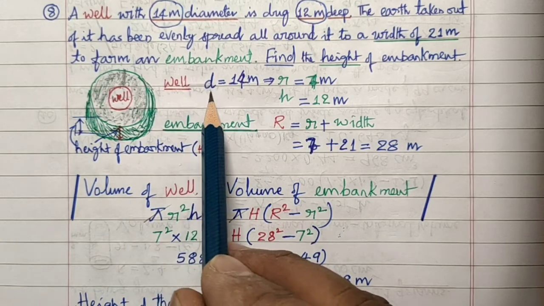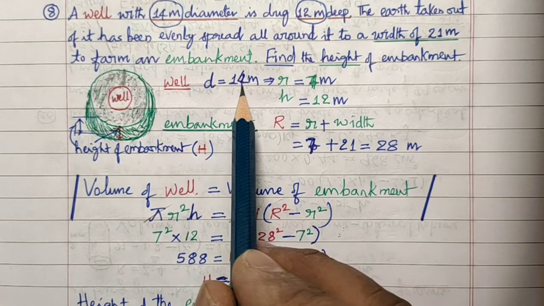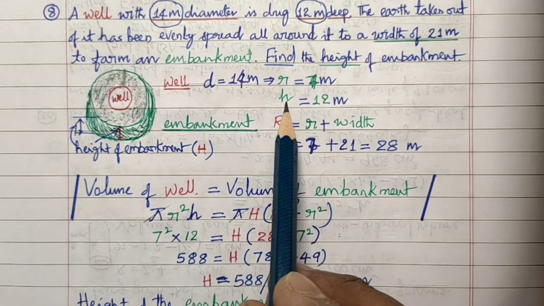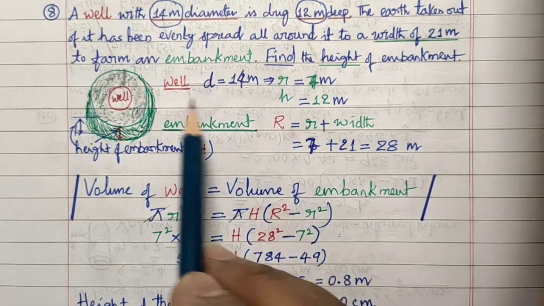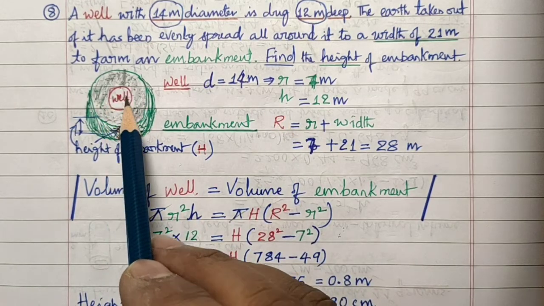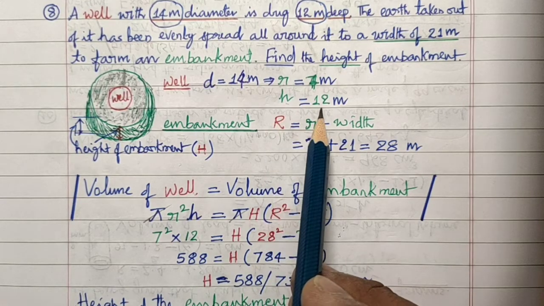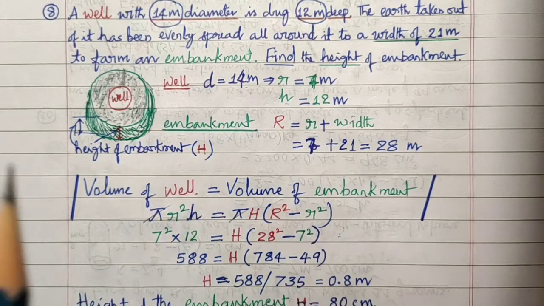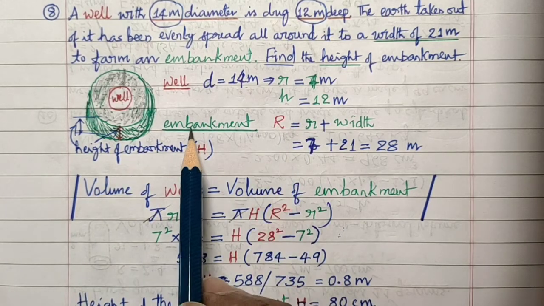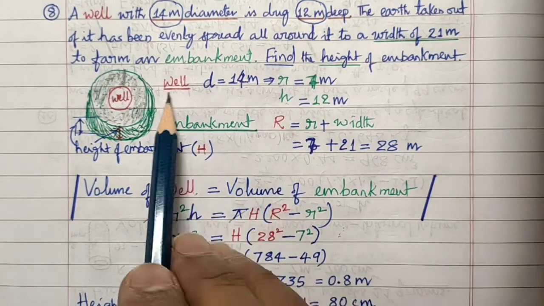The well's diameter is 14 meters. From that we can find R is equal to D by 2, that is 7 meters. The depth of the well is the height. We can consider this well as a cylinder. Then the radius of that cylinder is R, then H is equal to 12. Depth of well is H, that is 12 meters. These two, R and H, are related to the well.